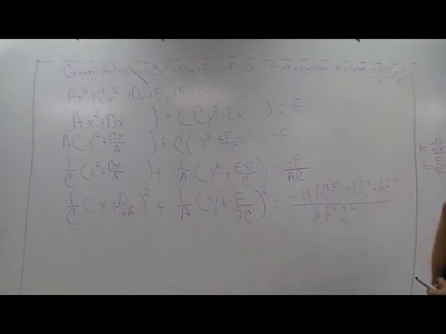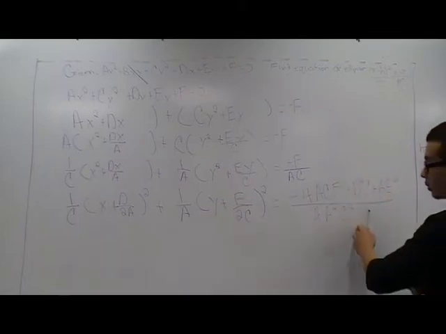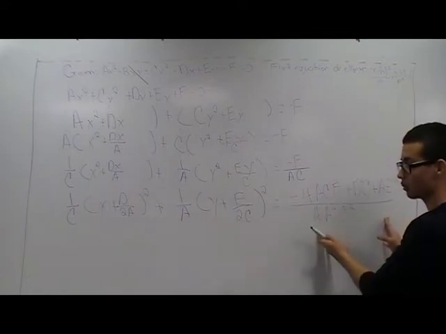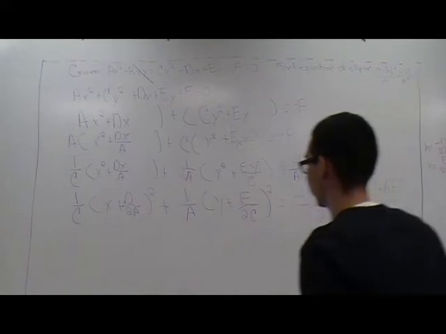Okay. And since it's an equation of an ellipse, we want to have this side equal to 1. And by doing that, we can divide everything by this beautiful term. And now I'll just rewrite it.